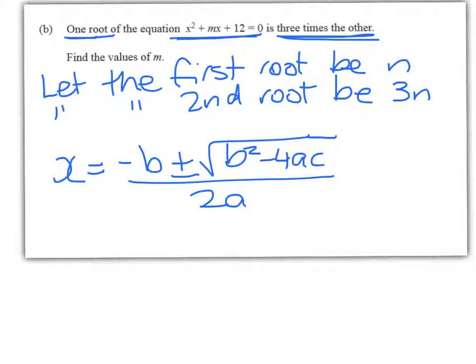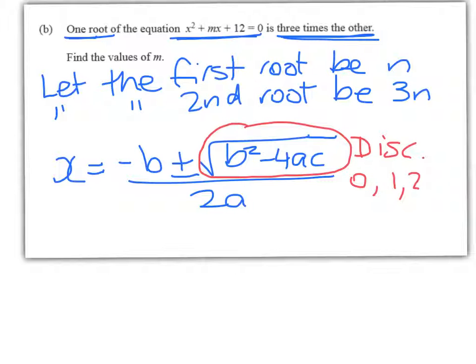And we've learned quite a lot about this. We know that this discriminant is important, and it's going to tell us if we have 0, 1 or 2 roots. So we know all of that.